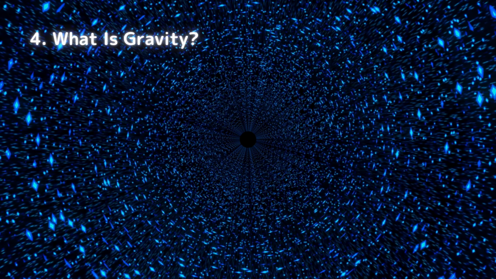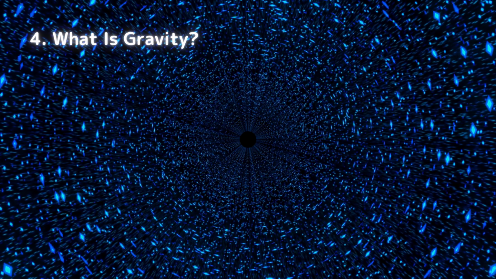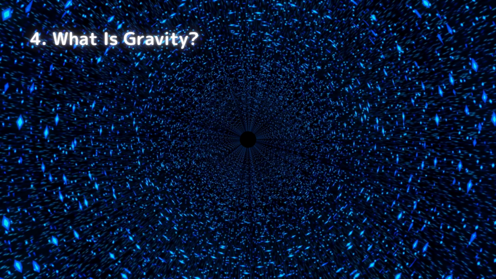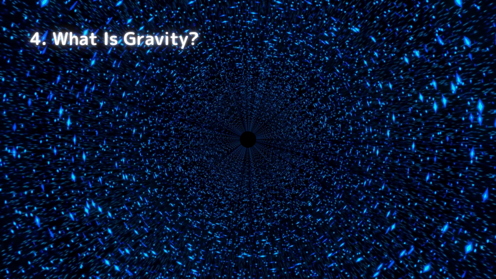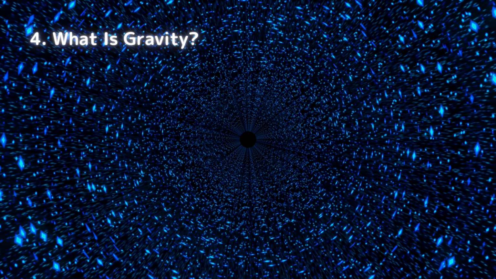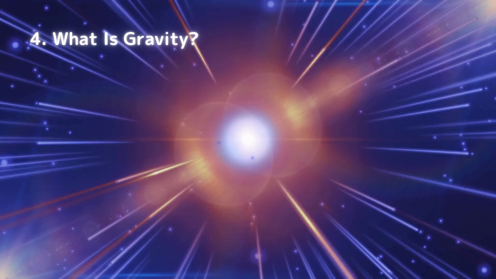Next, let's talk about how gravity affects space. In the 17th century, Isaac Newton explained gravity as the force that pulls objects toward each other. His law stated that objects with mass exert gravitational force over a distance, which was seen as an invisible force.